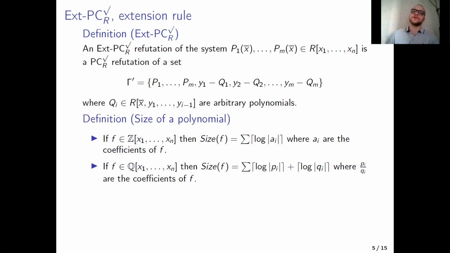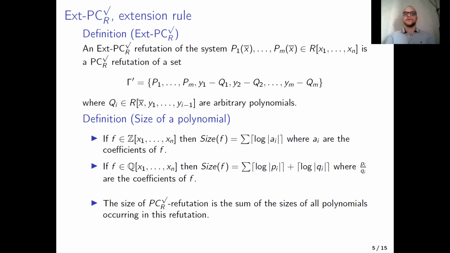Also, we need to say a few words about the measure of the size of a polynomial which we are going to use in our work. In the classic setting, when we are working with polynomial calculus, we say that the size of a polynomial is the number of monomials in that polynomial. However, in our case, we say that the size of a polynomial is the number of bits we need to encode this polynomial. And the size of the refutation is the sum of the sizes of all polynomials occurring in this refutation.